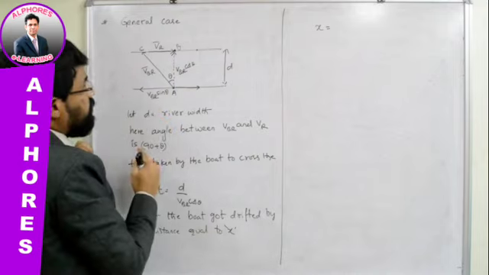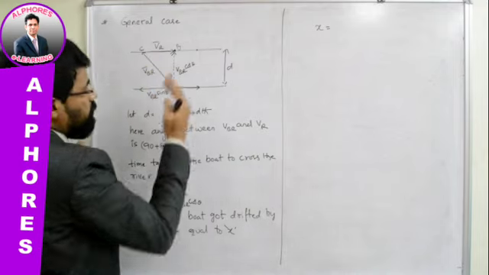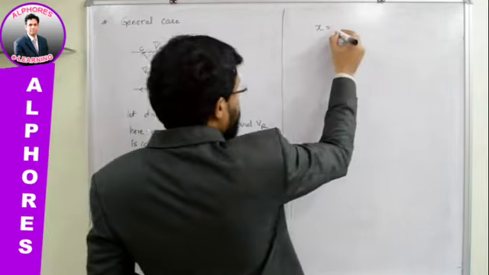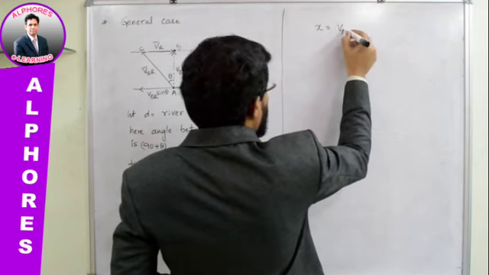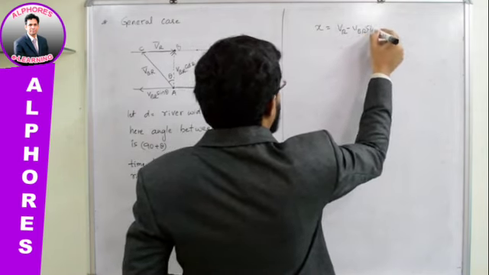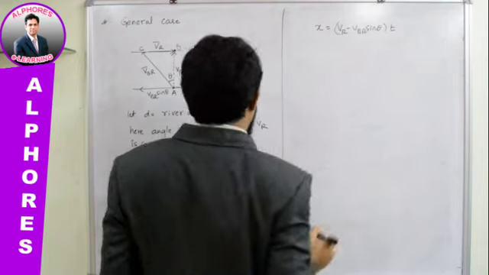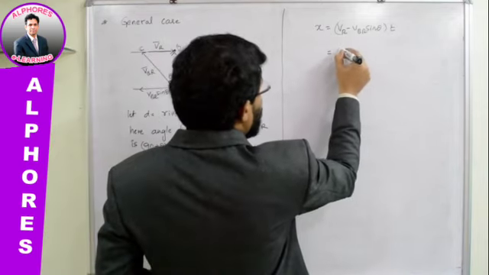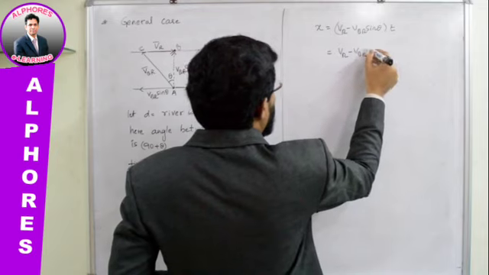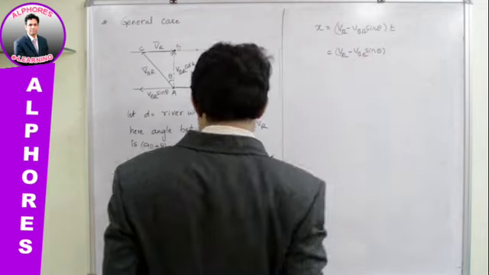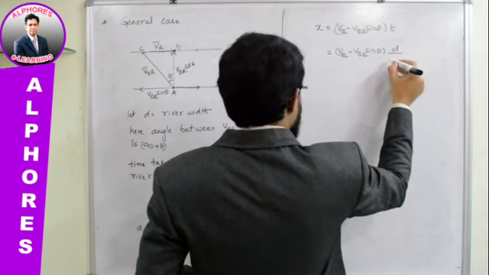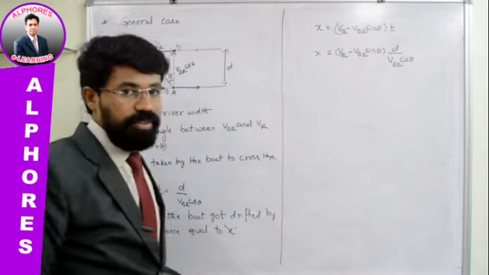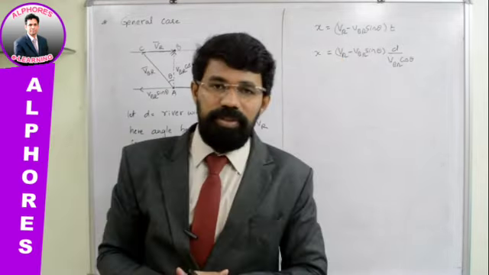So with what velocity does it undergo drift? With the resultant velocity. What is the resultant velocity? VR minus VBR sin theta, isn't it? And for how long does it undergo drift? Equal to the time taken by the boat to cross the river, this t. So finally this equation becomes VR minus VBR sin theta into t, which is D by VBR cos theta. So this is how the drift and the time taken by the boat to cross the river can be obtained.